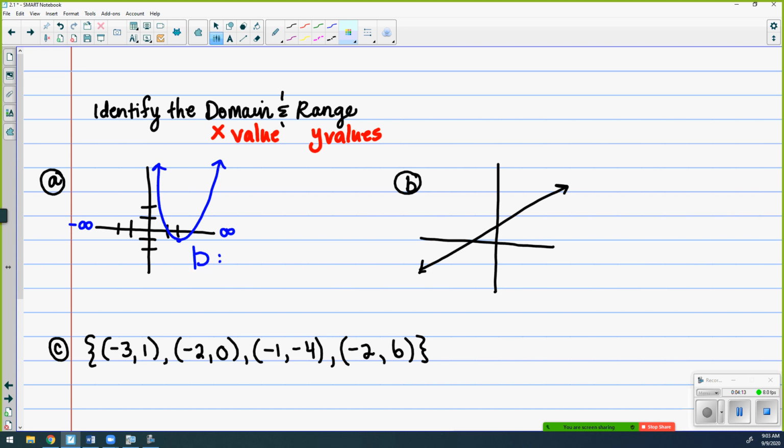So that means because it stretches to the left and to the right, my domain will go from negative infinity to positive infinity, or in other words, it would be all real numbers.